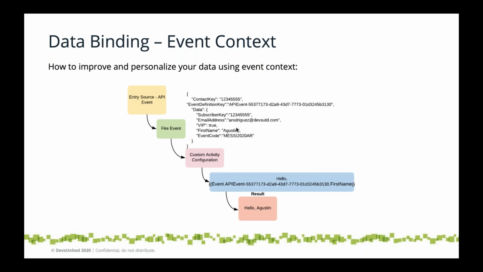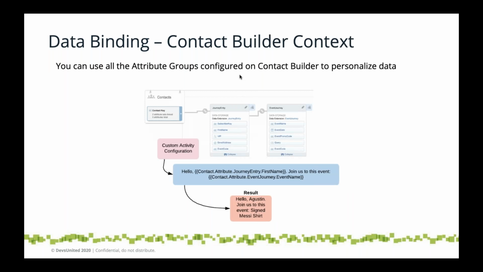The other type for data binding is the contact builder. It's using the contact builder context, so you can use any attribute that you have configured on your contact builder. In this case, we have an attribute group that has two data extensions. One is the journey entry data extension, and the other is the event journey. In the journey entry data extension we have the event code, and we also have the event code in the event journey, so we link both data extensions with that field.